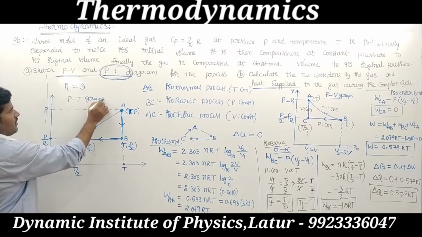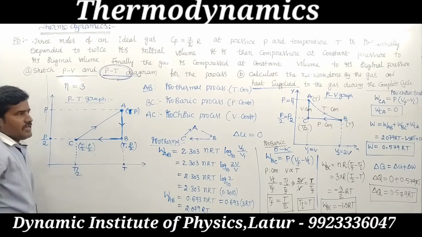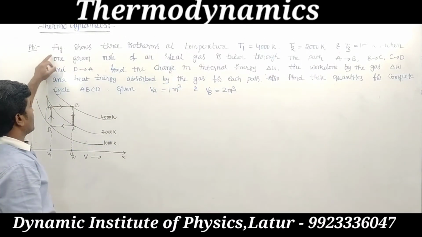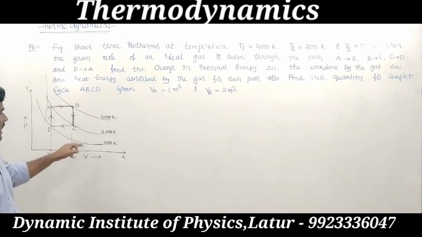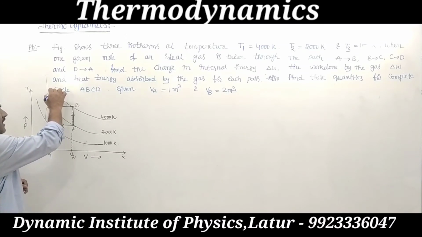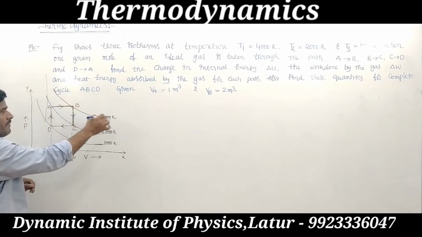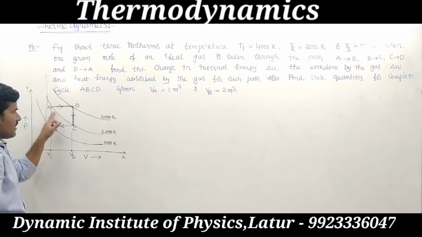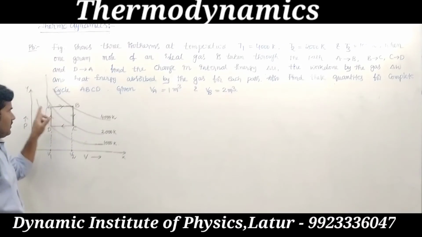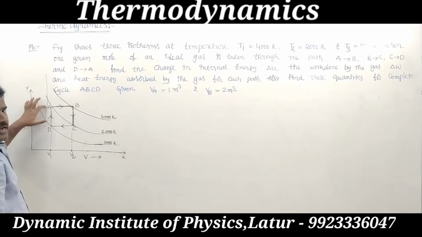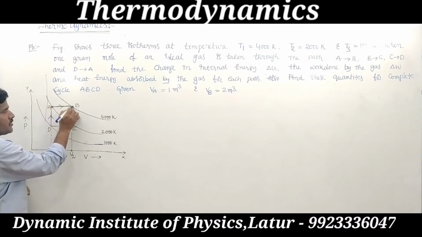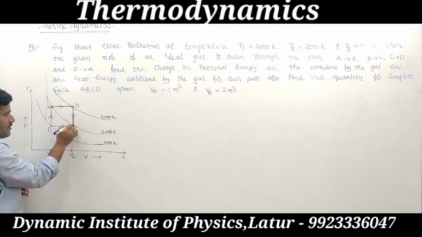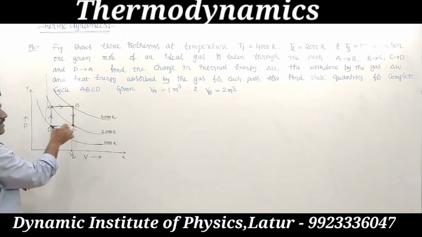PT graph it is. So this is the problem. A figure is given. There are three different isothermal lines. On these isothermal lines the temperature remains constant. So there is one cyclic process given: A to B position, B to C position and C to D position. This is one cyclic process.